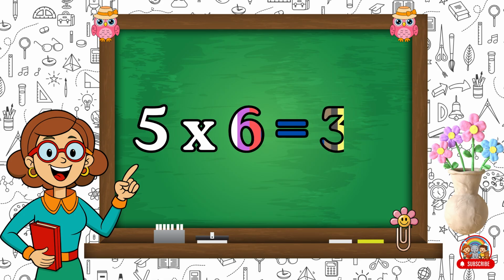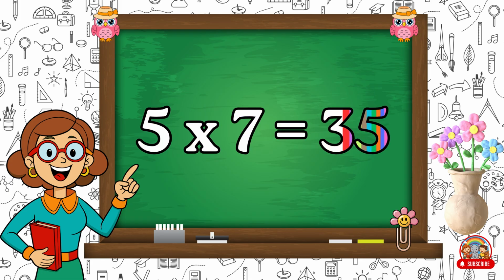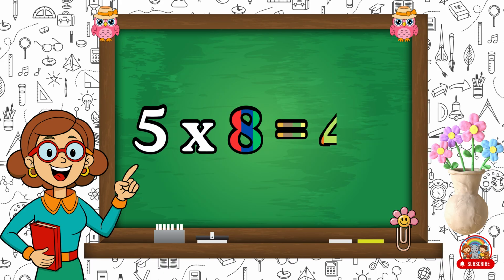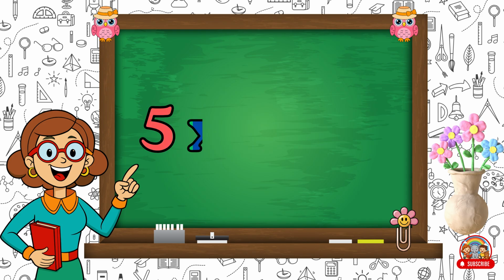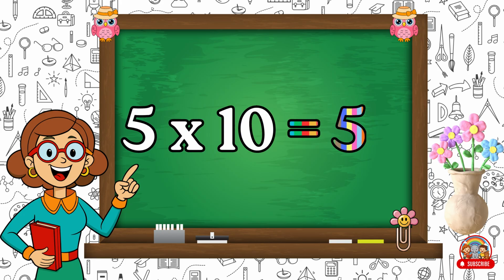5 six are 30. 5 sevens are 35. 5 eights are 40. 5 nines are 45. And last, 5 tens are 50. Repeat once again.